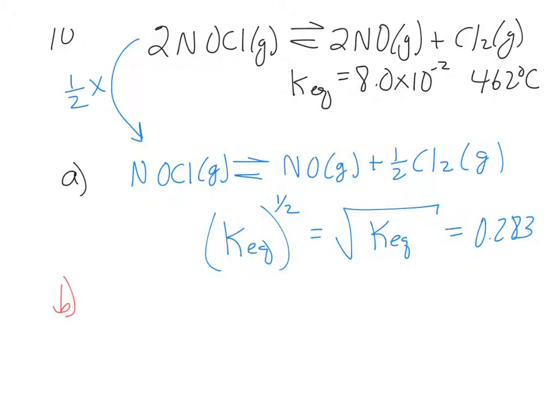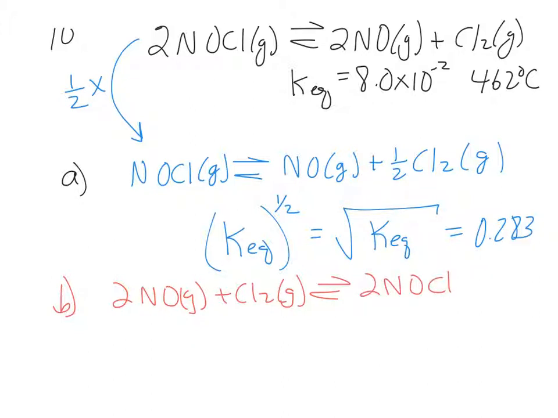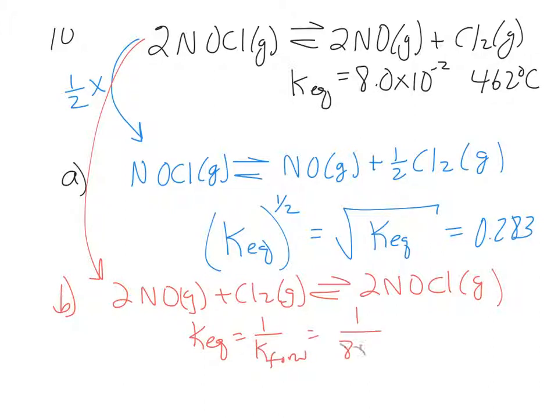Okay, now let's look at B. B says we have 2NO gas plus Cl2 gas in equilibrium with 2NOCl. What did we do to the original reaction to get to there? We reversed it, okay? So if we reversed it, the K of this is going to be 1 over the K forward. So 1 over 8 times 10 to the minus 2. So what do you get for the K reverse?